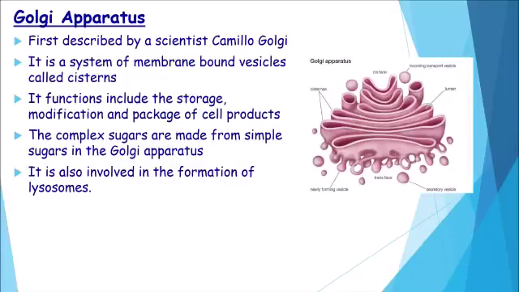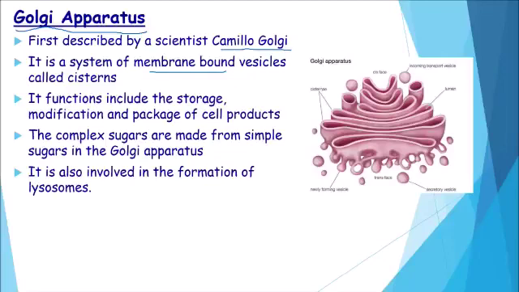Now let's study various cell organelles. Various cell organelles, and to begin with we are having the first one, that is Golgi apparatus. Golgi apparatus is one of the important cell organelle, and it was discovered by the scientist called Camillo Golgi. Yes, it was discovered by Camillo Golgi, and it is again a membrane bound structure, membrane bound vesicles. You can see here from the diagram.